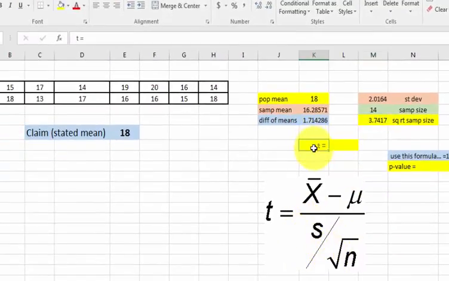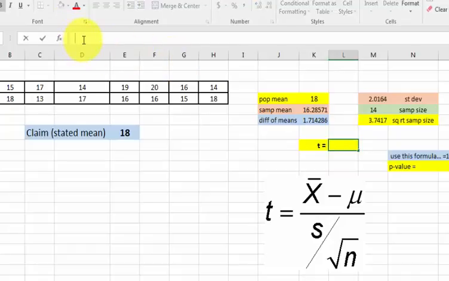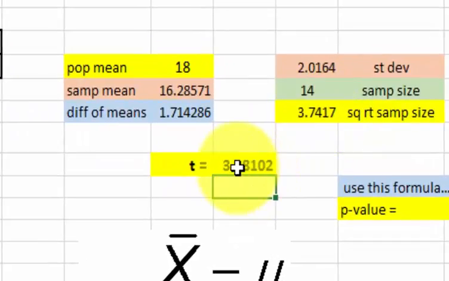So my final t statistic was this. Equals the top divided by, and then you've got to put some parentheses in there, the standard deviation divided by the square root of the sample size, close parentheses. Boom, and there's your t-test statistic.